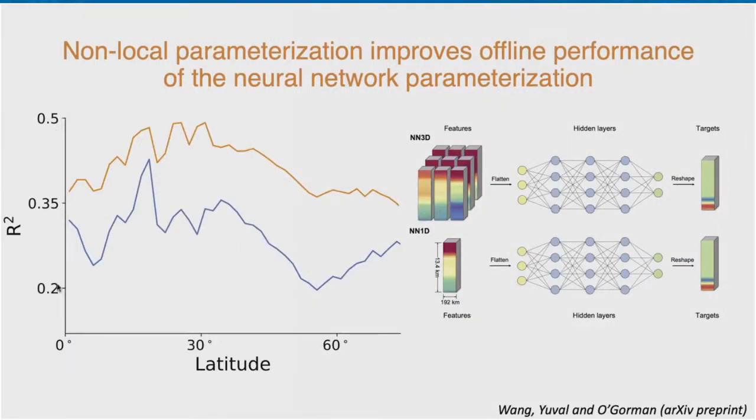On the y-axis, you can see the performance, R squared, and the x-axis is the latitude. The blue line represents the performance of the single column parameterization, and the orange line shows the performance of the non-local parameterization. And you can see that the orange line is above the blue line, meaning this non-local parameterization really improves the prediction of subgrid momentum transport. And the next question I want to ask is why? It's nice that we have developed something that slightly or substantially improves the prediction of subgrid momentum transport, but we really want to understand why.